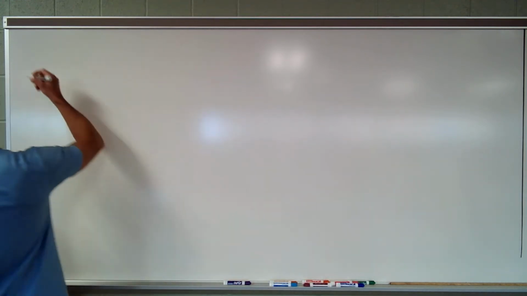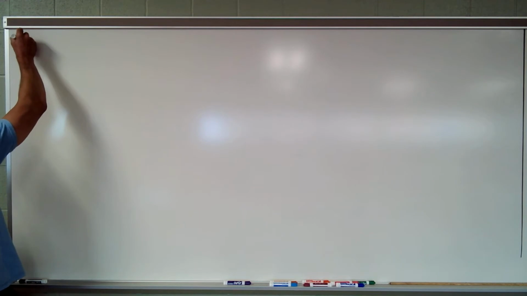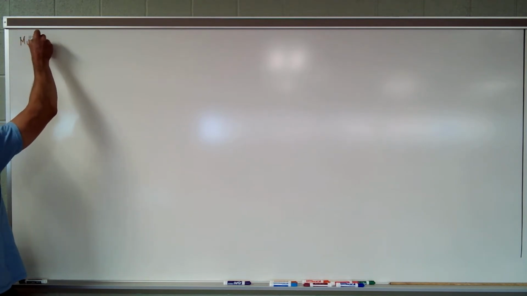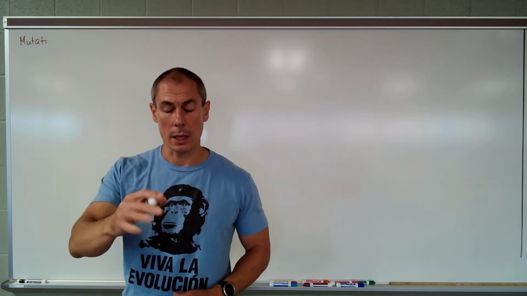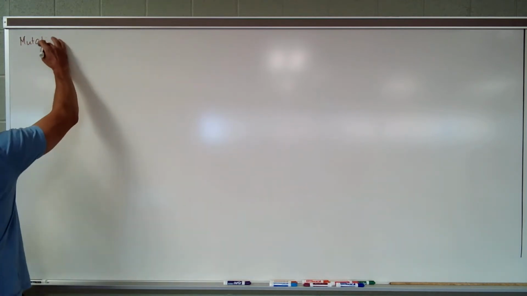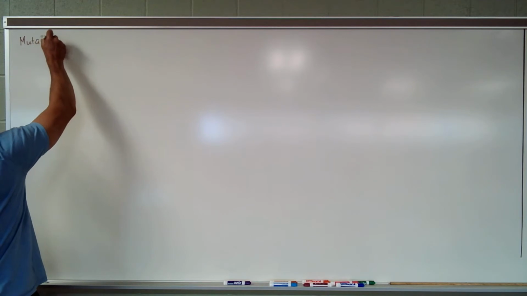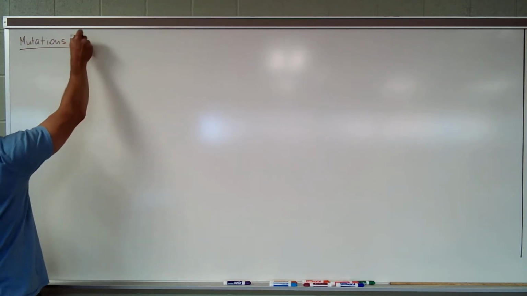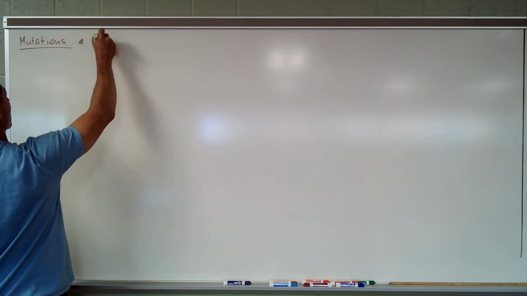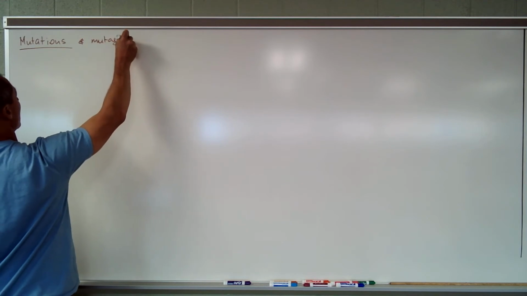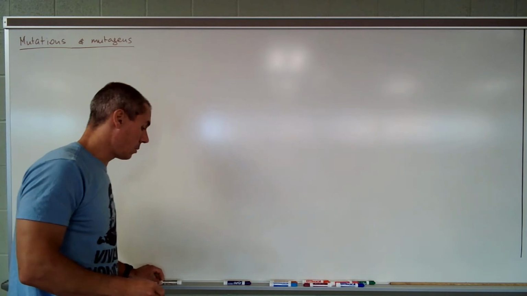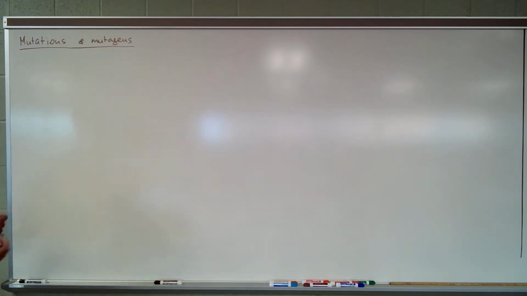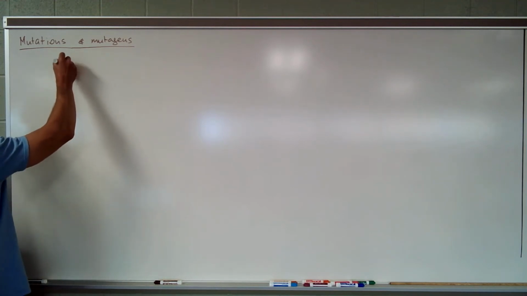We've already mentioned before, I think we went over different types of mutations. Yeah, so we're going to talk about mutations in the context of mutagens. So mutagens can be divided into two categories, as you remember: chemical mutagens and radiation. We're going to start with the radiation.